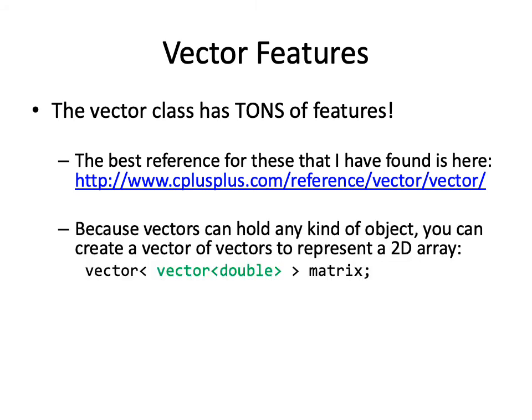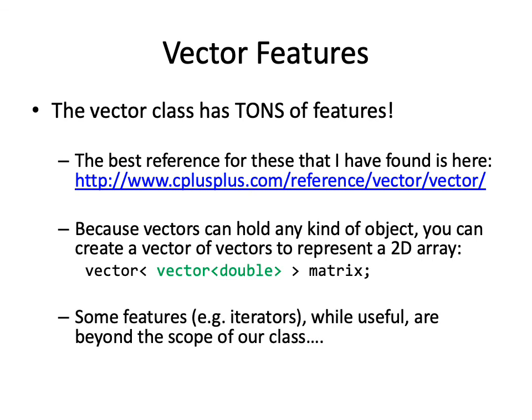Another thing that's cool about vectors is that because they can hold any other object, you can create a vector of vectors. You can create a vector that holds another vector of doubles. And so if you do that, you can use that to represent a 2D array, or a 3D array, or a 4D array, or so on. You could have a vector of vectors of vectors of doubles, which is kind of cool. It gets confusing, but it's cool.